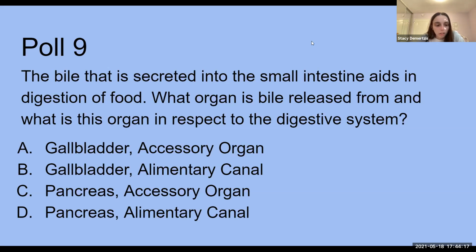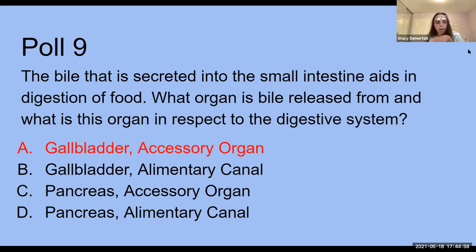Okay, so we'll go ahead and go over the answer. It's the gallbladder and the accessory organ. As I talked about earlier, the liver creates bile, and then it stores it in the gallbladder. Whenever we eat a meal, especially one that's high in fat, once this partially digested food has reached our small intestine, specifically the duodenum, the first part of the small intestine, the gallbladder is then going to release that bile to help digest that food. And as we talked about earlier, this would be an accessory organ.